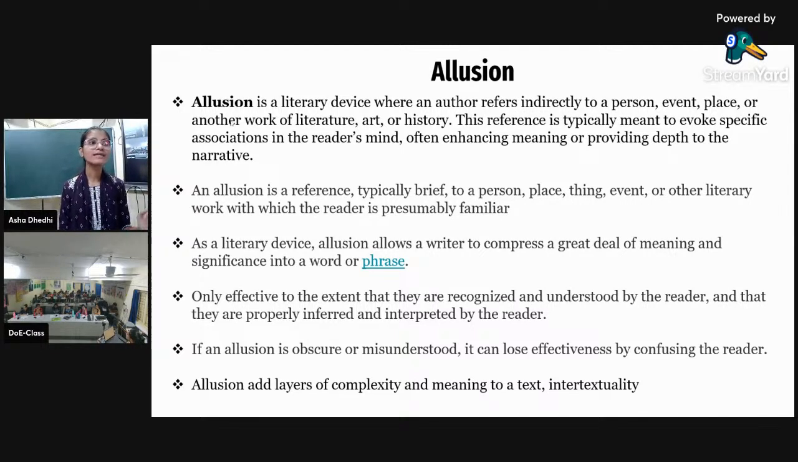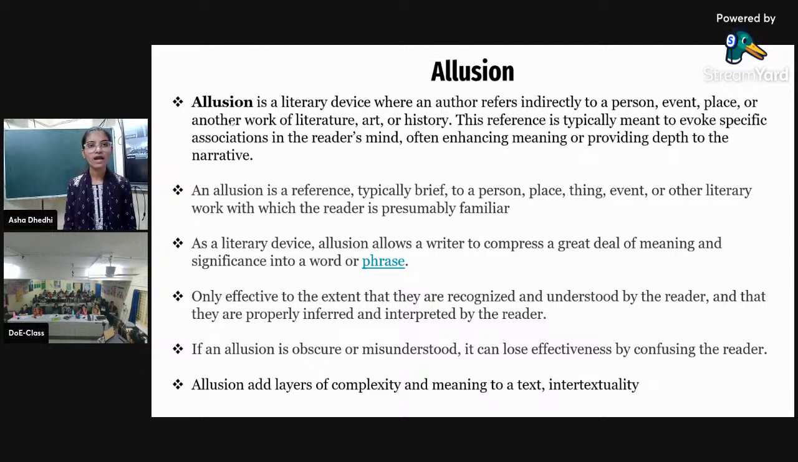So allusion means intertextuality, that you are using certain references from other texts as well as from other resources. So as a literary device, allusion allows a writer to compress a great deal of meaning and significance into a word or a phrase. What happens in allusion is that there are two parallel stories going on. So you have to first find out the literal meaning of that particular text, and then you have to go for the implied meaning, which is hidden in between those texts.